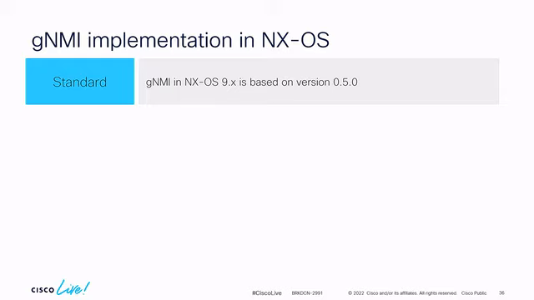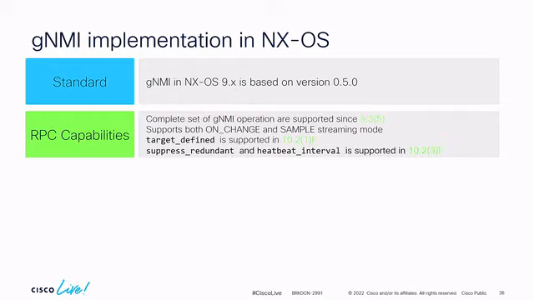We implement the gNMI on NX-OS since 9.2.1, and this is based on the version 0.5.0, not the latest one, but it has enough capability for streaming telemetry. So RPC capability, we support the full set of the capability here, and for streaming telemetry, we support on-change, which is the equivalent to event-based, and also we support sample-based telemetry. And we also support something called target defined. That means if you don't know whether you want to stream based on sample or event, just let the target decide it for you. The target will choose based on the type of the sensor. So the target defined, we support that.